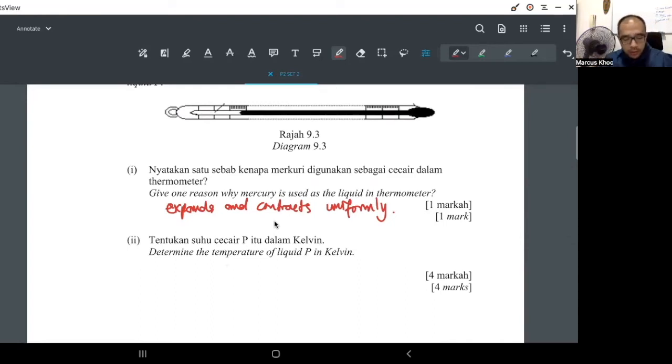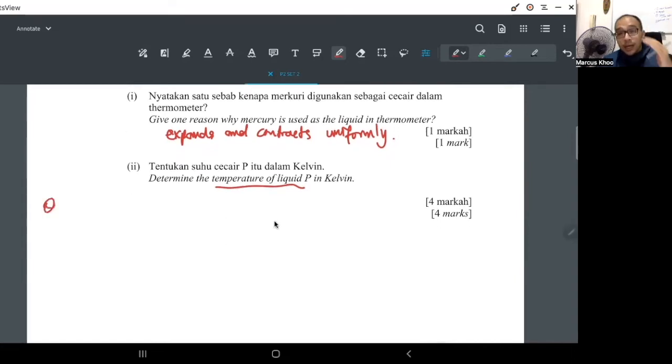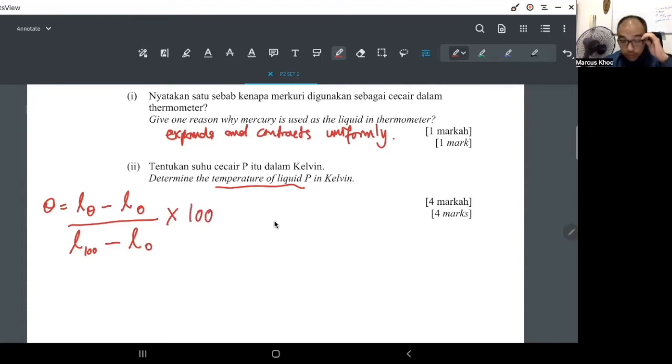Okay, so how do you determine the temperature of the liquid P in Kelvin? You have to determine it first in degrees Celsius lah, and then you change it to Kelvin. Now the formula, I don't think is given. Okay. And I don't want to turn back to the first page just to look at it. But the formula is a particular temperature at a certain length is equals to the length at that temperature minus the length at 0 degrees Celsius over the length at 100 degrees Celsius minus the length at 0 degrees Celsius times 100. Okay, this is what we call the calibration formula, the thermometer calibration formula.